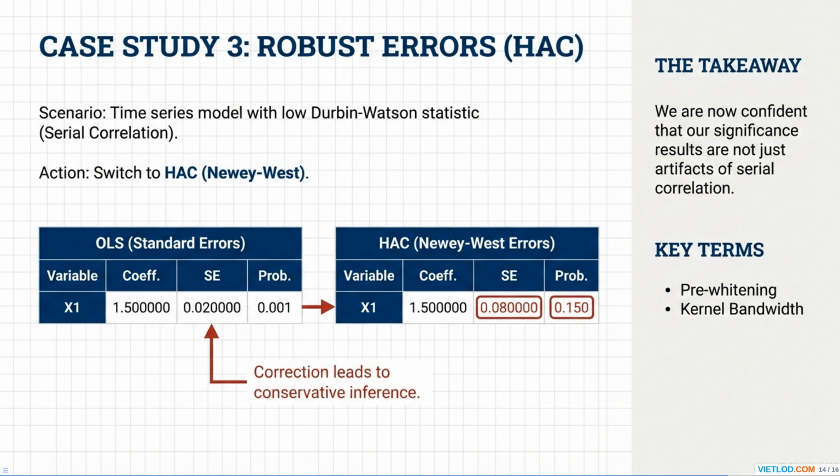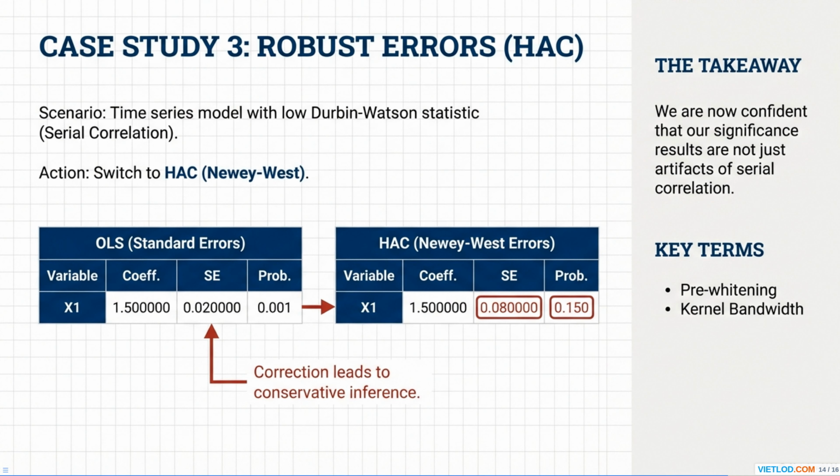Now, let's examine a different problem common in time series, serial correlation, and how HAC errors provide a solution. Our scenario involves a time series model that exhibits serial correlation, often indicated by a low Durbin-Watson statistic. This violates a key OLS assumption, making our standard errors unreliable. The action we take is to switch from standard OLS errors to HAC, or Newey-West, robust standard errors. Crucially, this does not change the coefficient estimate, which remains at 1.5. However, the key change is in the standard error.